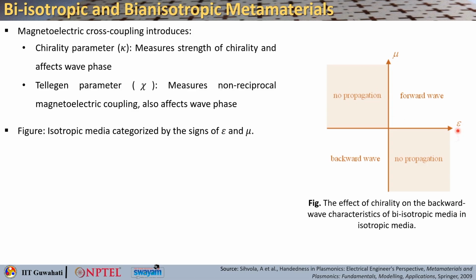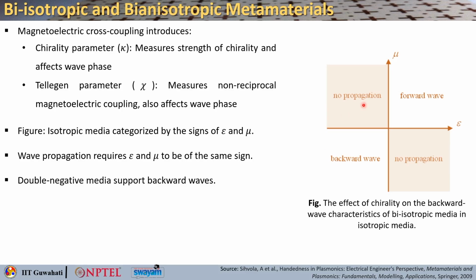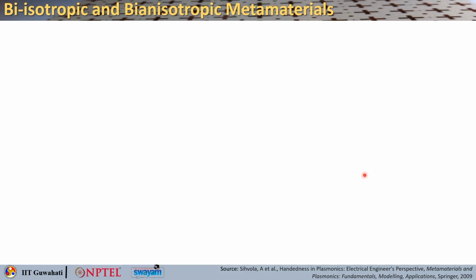Here also you get positive epsilon and negative mu, so you do not get any propagation, but here both epsilon and mu are negative. So you get a propagation, but in the backward direction. So you get a backward wave. What you understand is that wave propagation requires epsilon and mu to be of the same sign. So the double negative media basically supports backward waves.